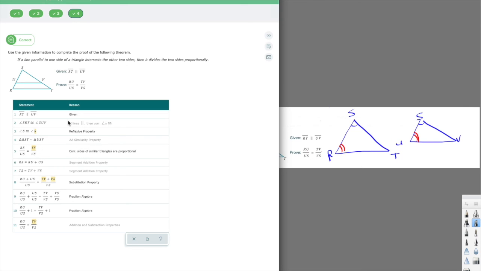This fractional algebra one does not come up very often, but it is a property. If I'm dividing a binomial by a number, I'm actually dividing both terms by that number, so I can split it into fractions, things like that.